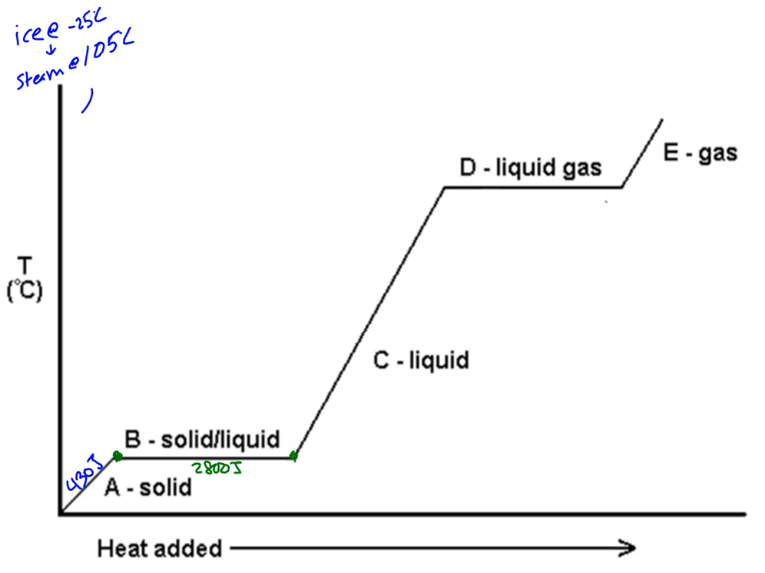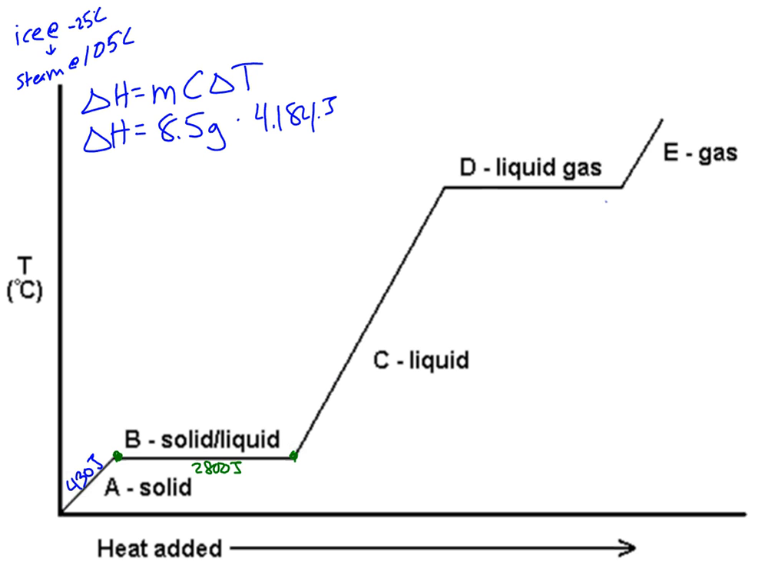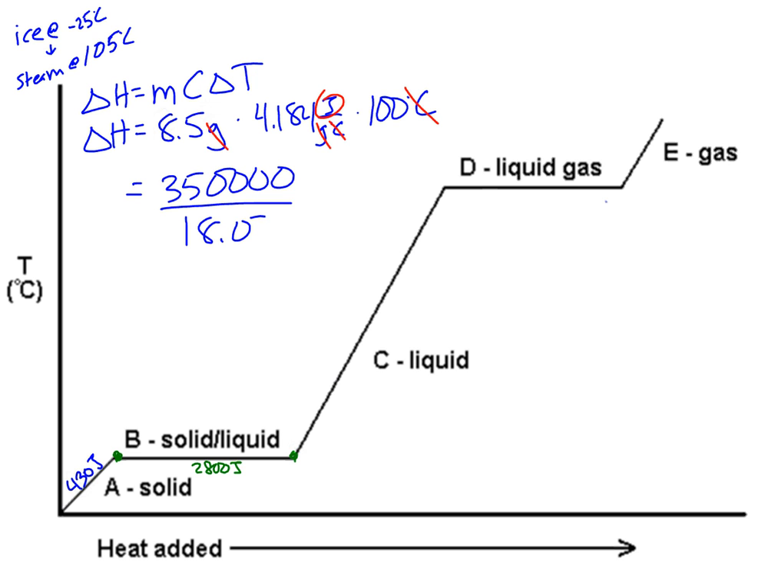So since I have a temperature change, delta H is going to equal MC delta T. Delta H is going to equal 8.5 grams times 4.184 joules per gram degrees Celsius times the change of temperature. I'm going from 0 to 100, so that's 100 degrees Celsius. Okay, degrees Celsius cancels out, grams cancel out. I have joules.